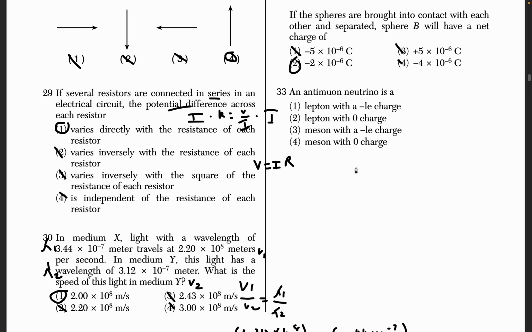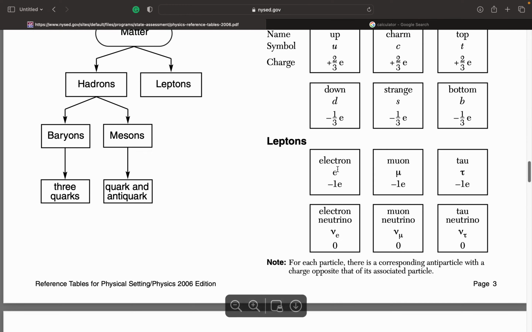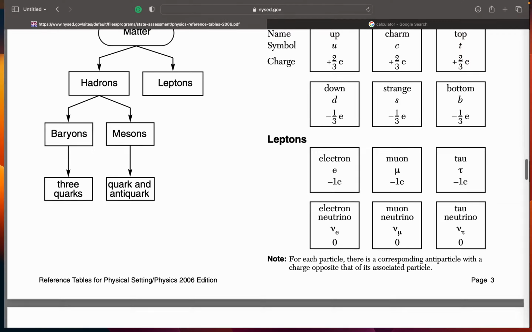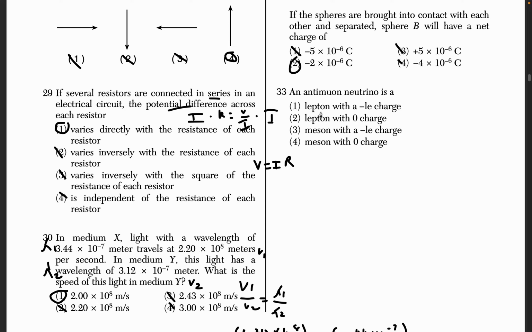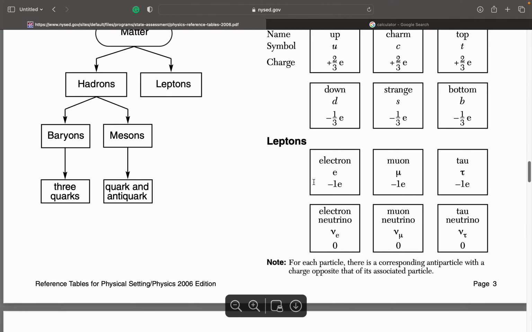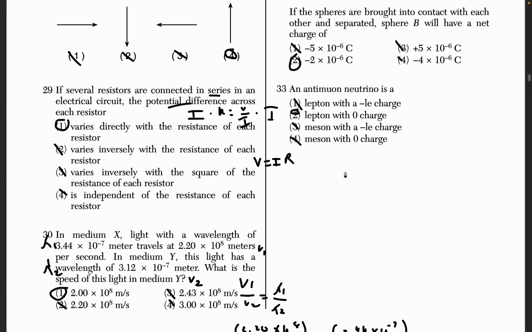An anti-muon neutrino. Now we have to go to the modern physics section. An anti basically means it's the opposite: the same mass but the opposite charge. A muon neutrino has charge 0, so the anti will be -0, which is just 0. So it is a lepton, not a meson. It's a lepton with a 0 charge, because -0 is still 0.